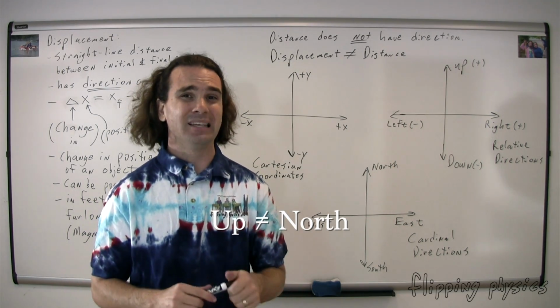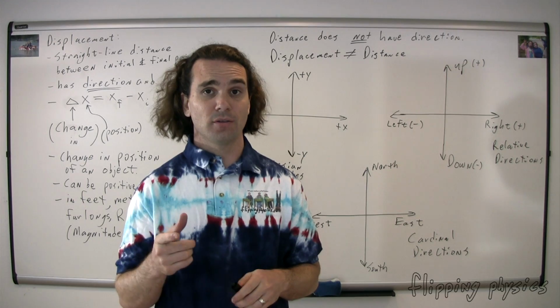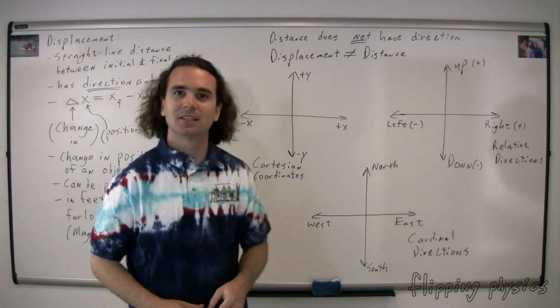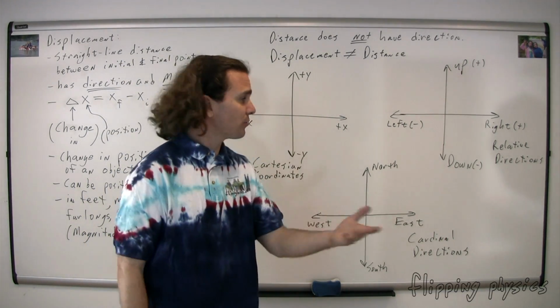So, one more time, please point north. And now point up. North. South. Great, we got our cardinal directions down. Next, let's go through some examples.